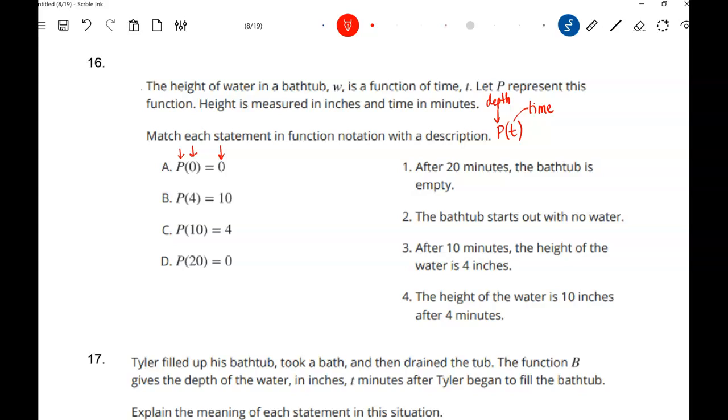So that means that the bathtub starts with no water. B, the depth after 4 minutes is 10 inches. If you look at number 3, we said 10 inches. Number 3 says 4 inches. Number 4 says 10 inches, and the time is 4 minutes. So B matches with number 4.